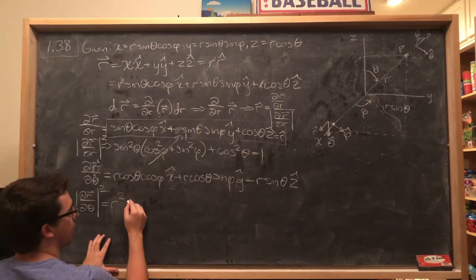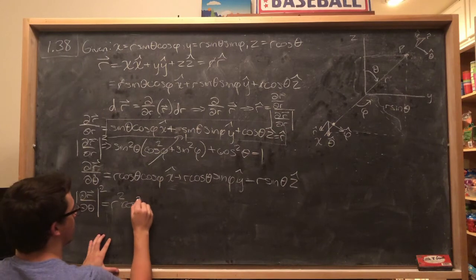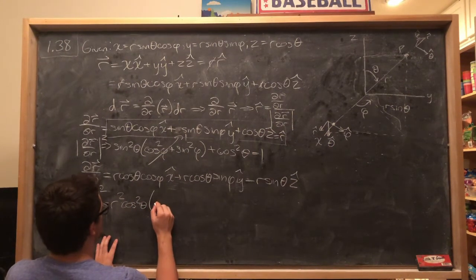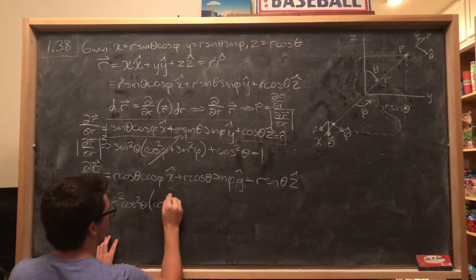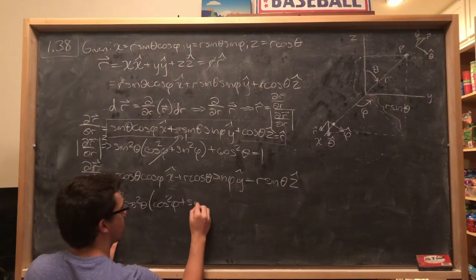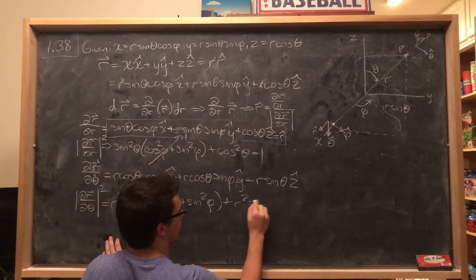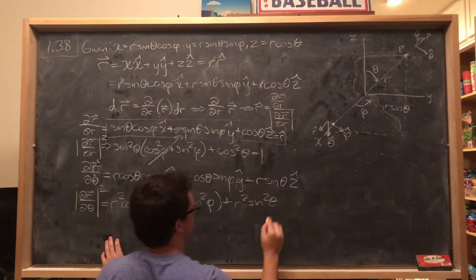we have r squared cosine squared theta times cosine squared phi plus sine squared phi, plus r squared sine squared theta.